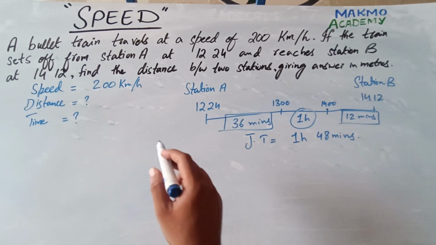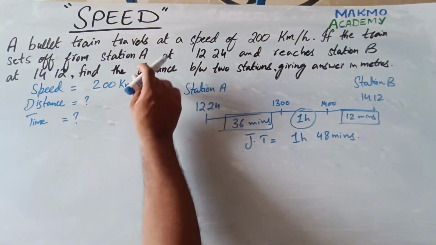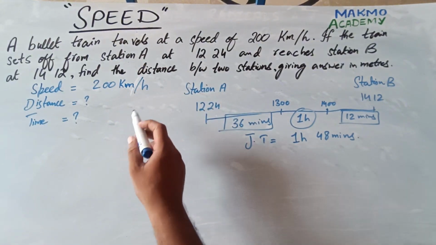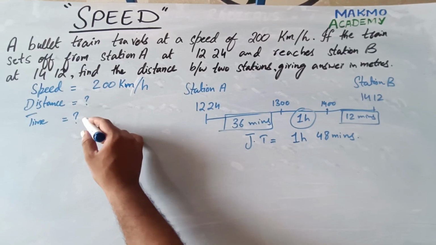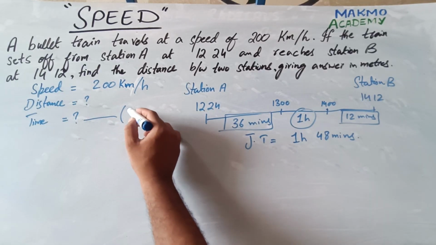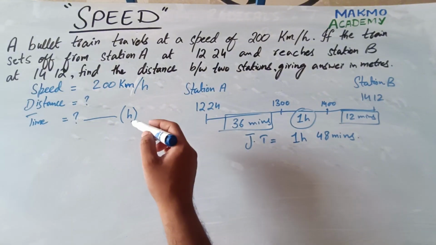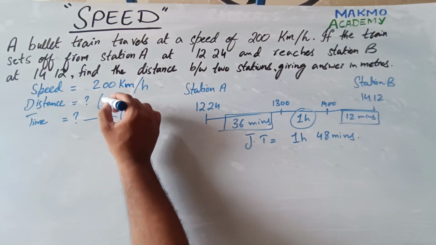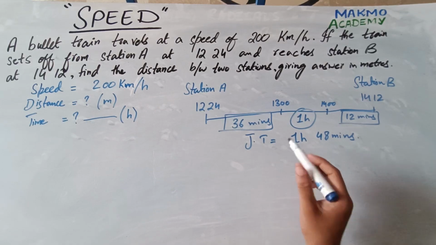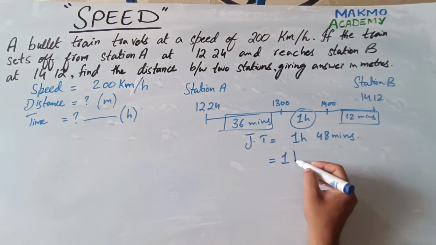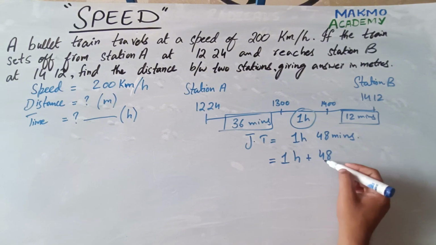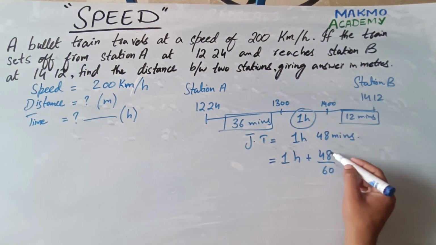Now we will see whether the speed is given in minutes or in hour. So speed is given in kilometer per hour. It means that we need to represent time in hours as well, and we need to give distance in meters. So how to represent time in hour? 1 hour is already written over here, we won't disturb it. Plus if we will convert minutes into hour, we will divide it by 60.